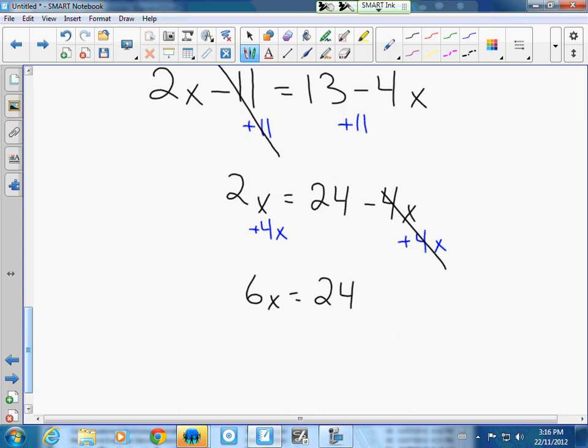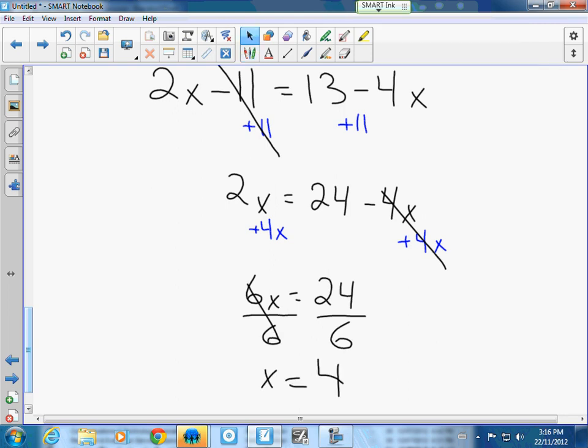Okay. Now what do? Is x by itself? You got to divide by 6. One side or both sides? Both sides. X equals 4. Yeah? So far so good? So far, so good. Alright, you're not gonna like this one.